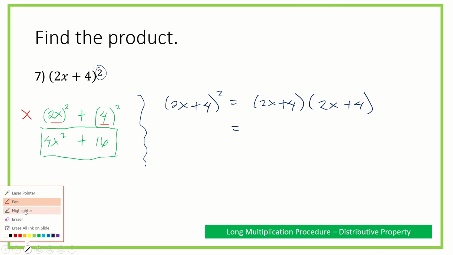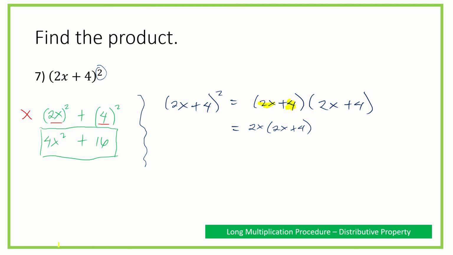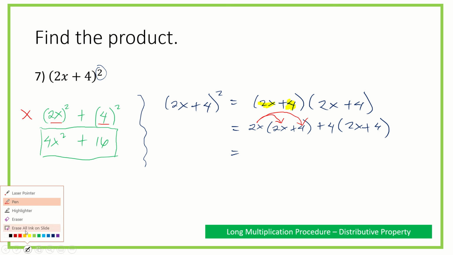So our first term, 2x, we need to multiply that to our second binomial, which is 2x plus 4. So 2x times the quantity of 2x plus 4. And afterwards, we proceed to our second term, 4, and we distribute that to the second binomial, 2x plus 4. And then, we distribute. So we multiply 2x to 2x and 2x to 4. So you will get 4x squared plus 8x.